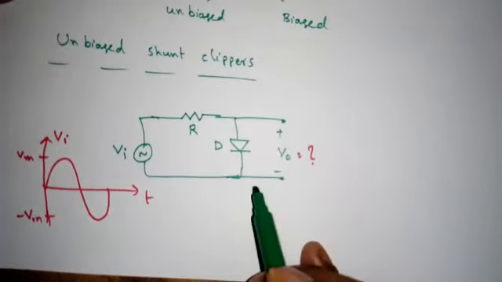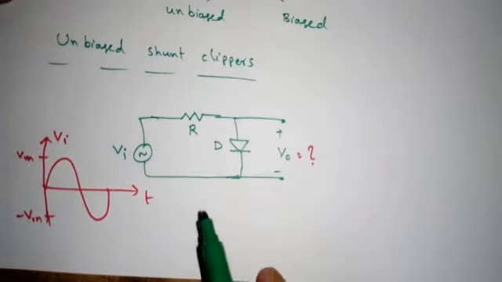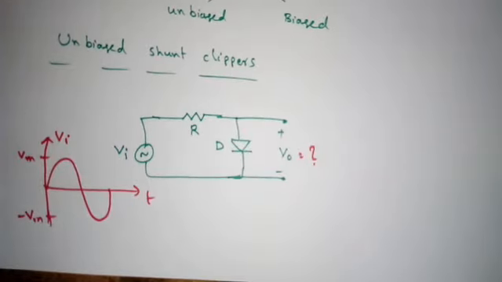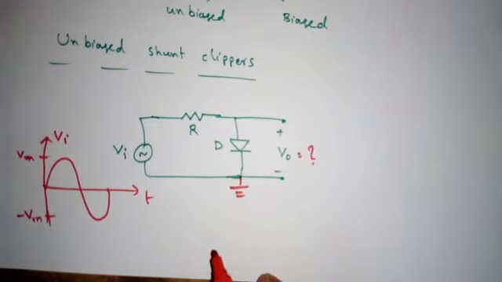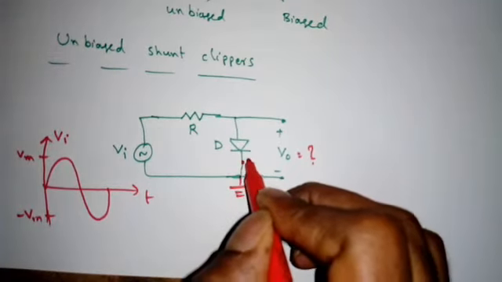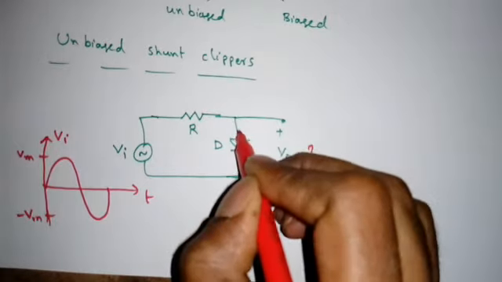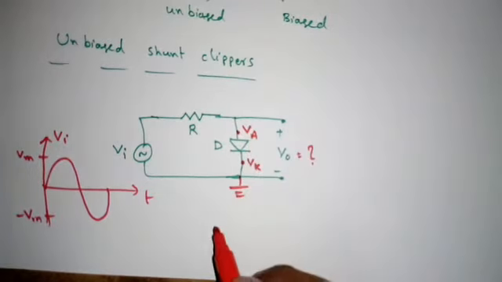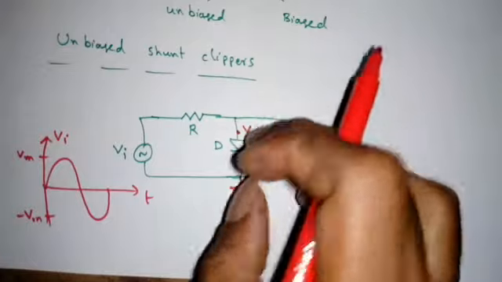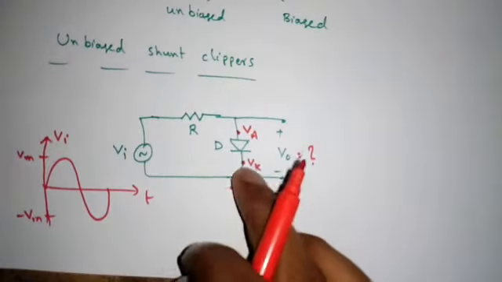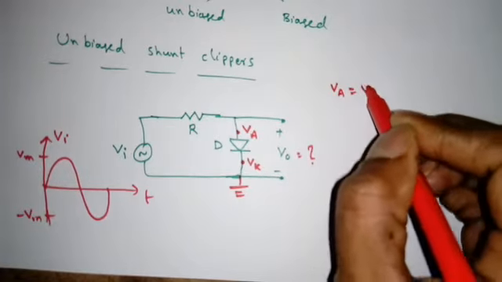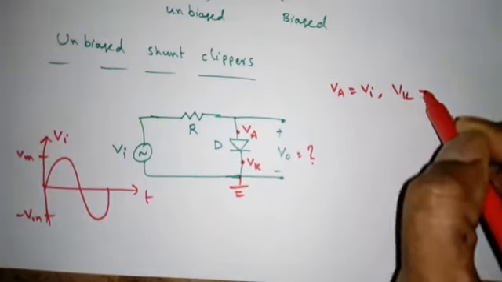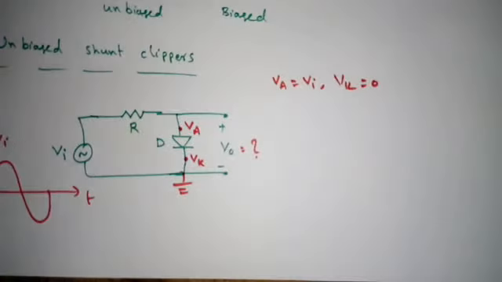Now we will use the same approach as we used for the series clipping circuit, that is the open circuit method. There is a reference terminal. This is the cathode voltage and this is the anode voltage. Now if I open this diode, VA will be connected to Vi, VK is connected to the ground. So VA is equal to Vi, VK is equal to 0, right?